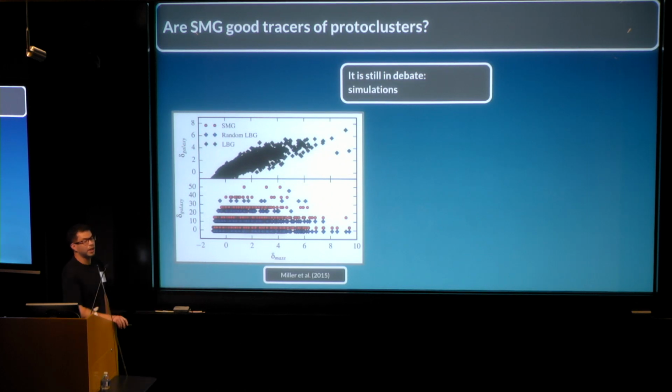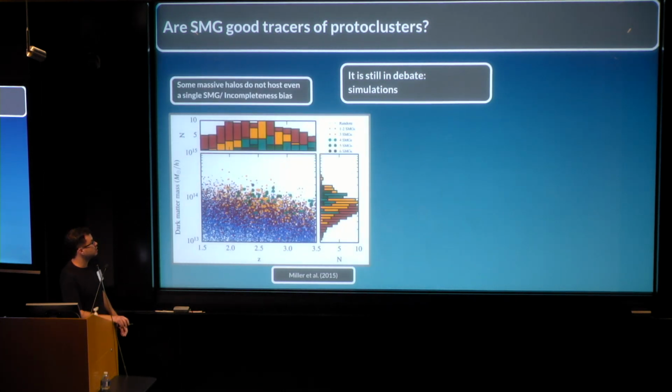But it's still in debate whether SMGs really are good tracers of protoclusters. In this work from simulation, Miller et al. 2015, we can see that the overdensity traced by galaxies, for example Lyman break galaxies, correlates pretty well with the overdensity of dark matter, but it's not the case for SMGs, which is in the bottom panel. They're much more scattered. So in some cases it's not very correlated. For example, we can obtain a pretty large galaxy overdensity traced with SMGs, but not have an overdensity of dark matter.